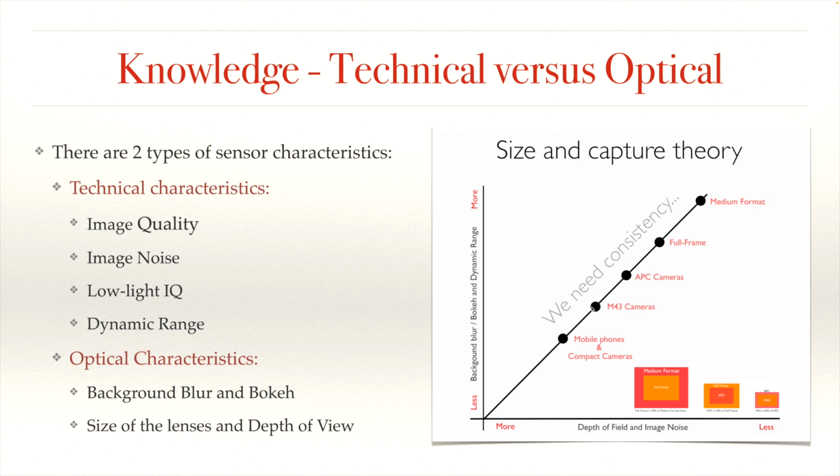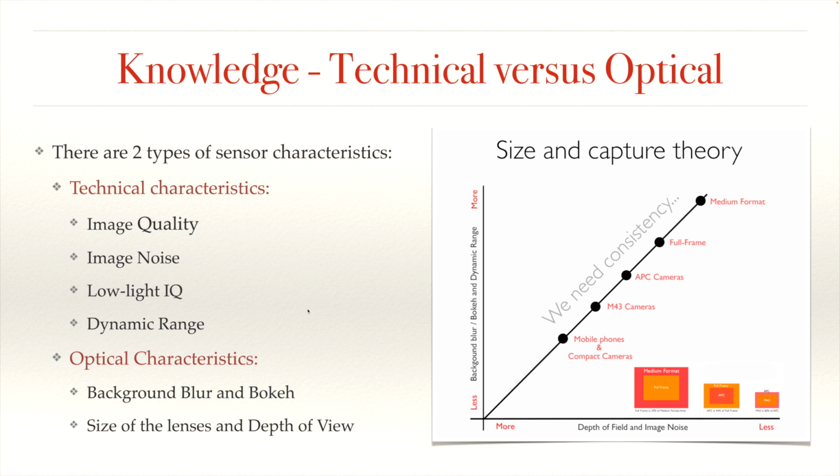We see it with Micro Four Thirds also. If you look at an old 12 megapixel EP3 and compare it to the OM1, you would notice that the EP3 has way more noise than the OM1, but the sensor size is still the same. So what's happening here? And the reason is simple.